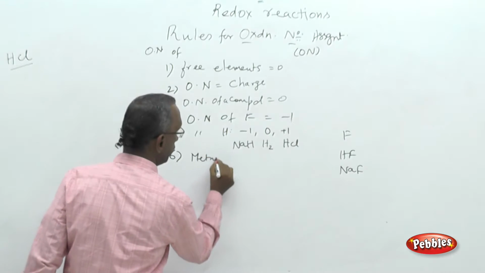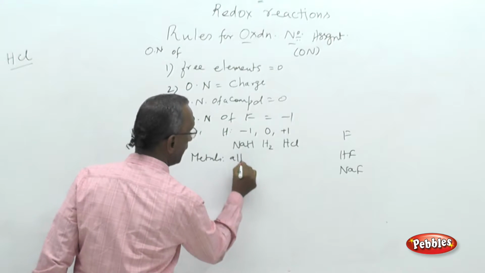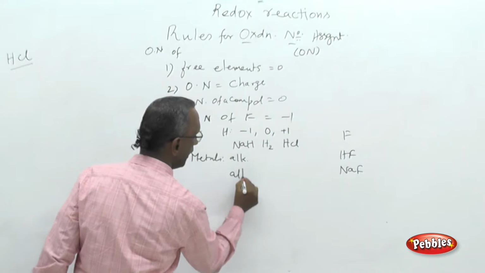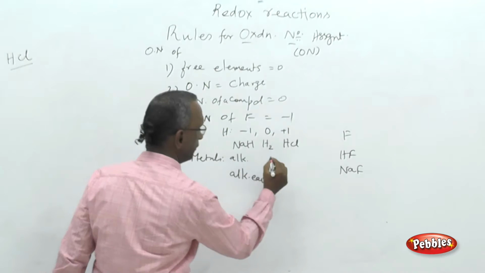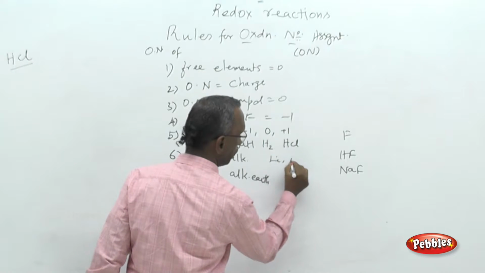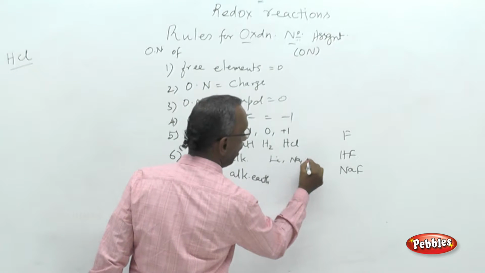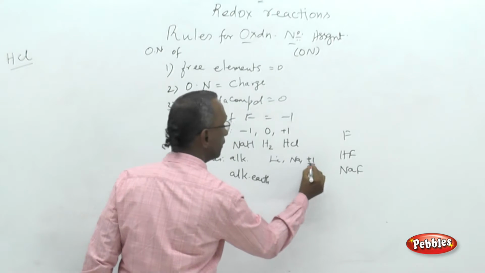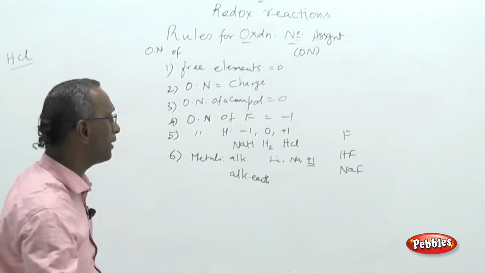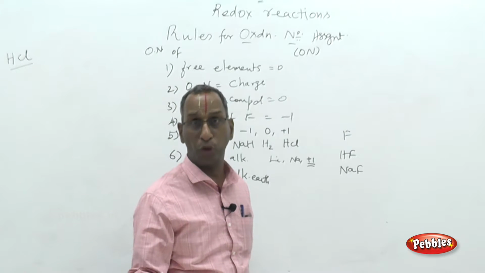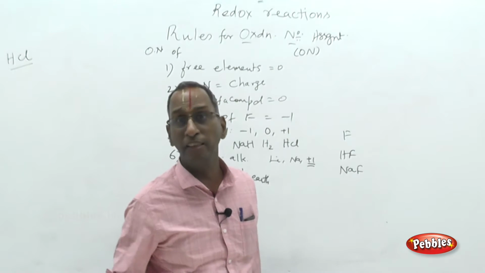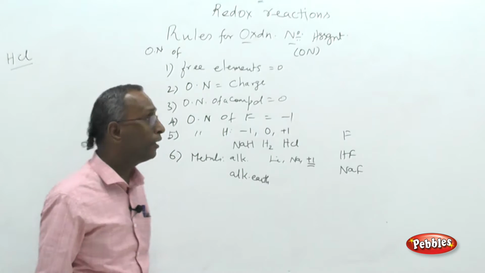Metals are divided into 2 types: alkali metals and alkaline earth metals. First group metals excepting hydrogen, lithium onwards, lithium, sodium, potassium, all have the valency of +1. Oxidation state of +1 or valency of +1. In some cases, oxidation state and valency can match, but in every case it does not match. That is to be noted.